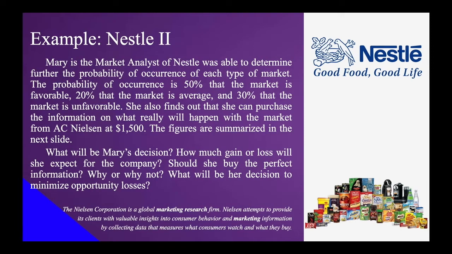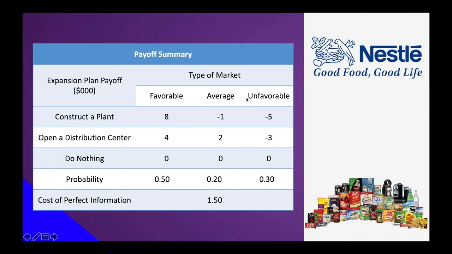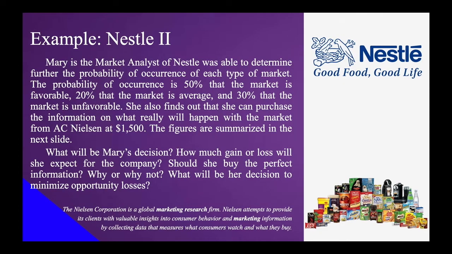This is what was mentioned earlier, no? They have a 50% occurrence for favorable, 20 for average, and 30 for unfavorable. That's why we have here 0.5, 0.20, 0.30 in decimal form. And now, the cost of perfect information is 1.5 or $1,500. This came from this part of the problem, from the AC Nielsen, if they are going to buy.